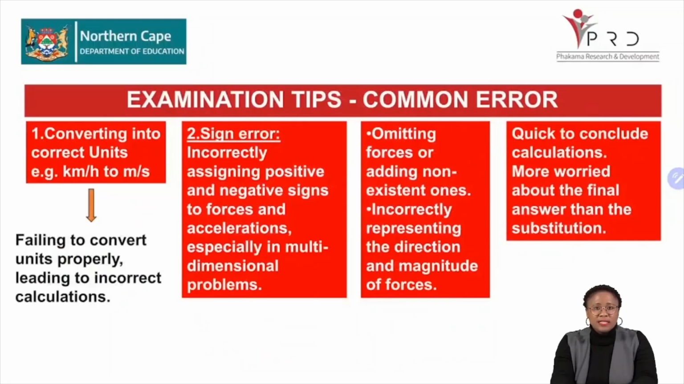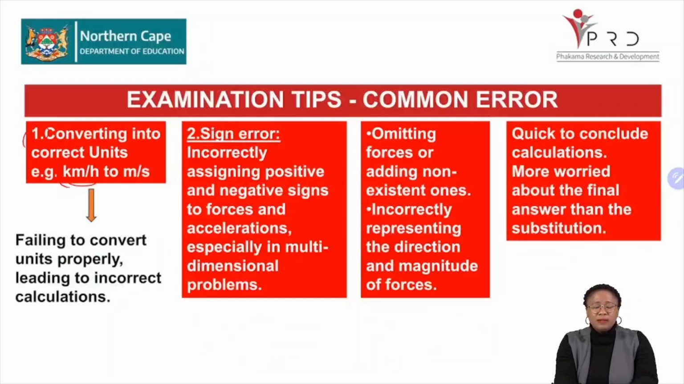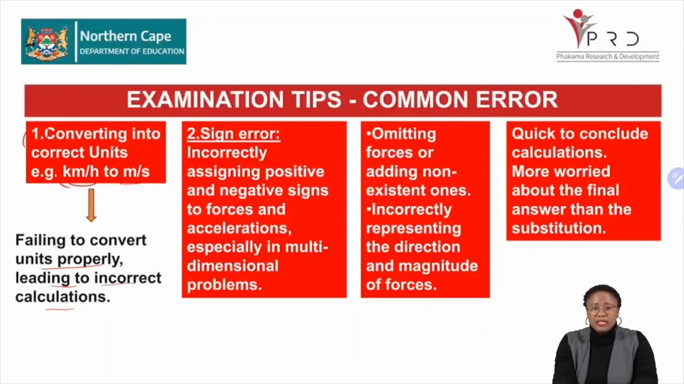Now, more exam tips and more common errors made in this chapter. Number one is converting units. It's very important that you remember how to convert. If you are given kilometers per hour, remember that velocity is measured in meters per second. Failing to convert units properly leads to incorrect calculations. This is one of the most common errors you make. You are unable to convert from kilometers per hour to meters per second, and then your answers will be incorrect.